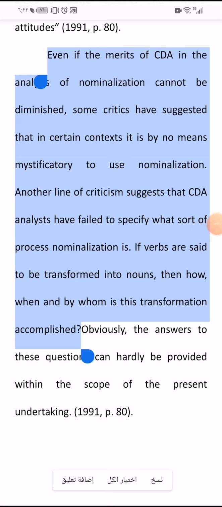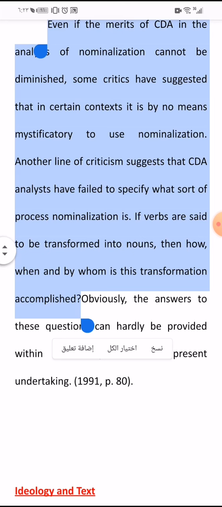Despite the advantages of CDA, some critics have suggested that in certain contexts it is by no means mystificatory to use nominalization. Another line of criticism suggests that critical discourse analysts have failed to specify what sort of process nominalization is. If verbs are said to be transformed into nouns, then how and when and by whom is this transformation accomplished?